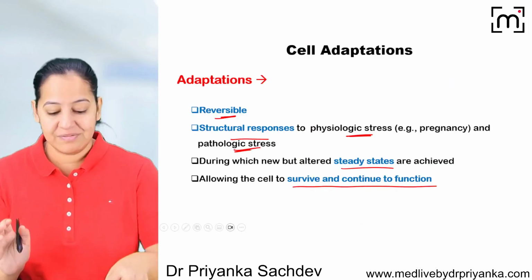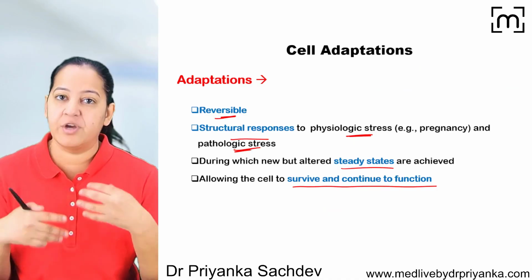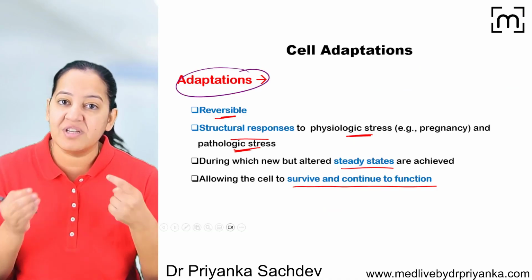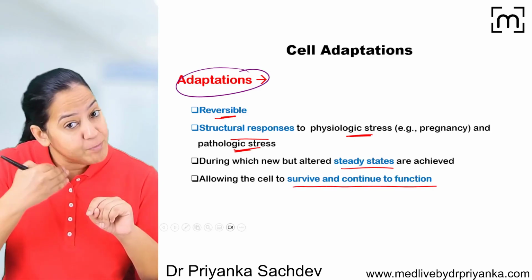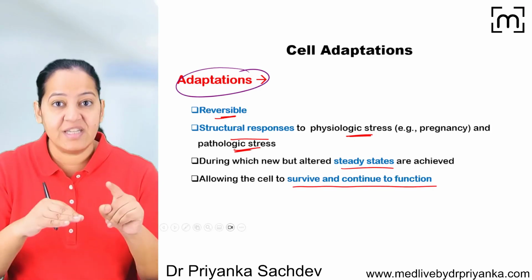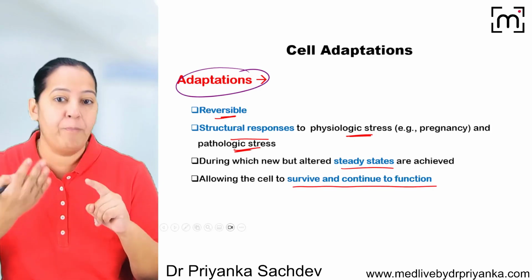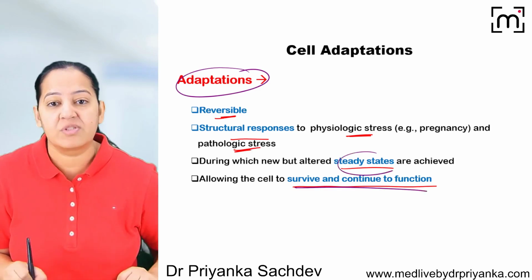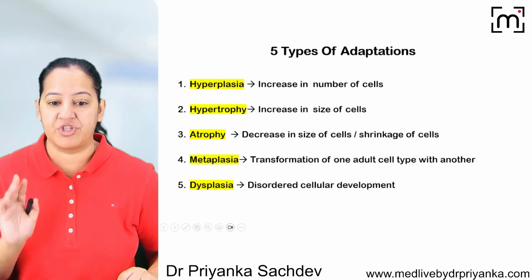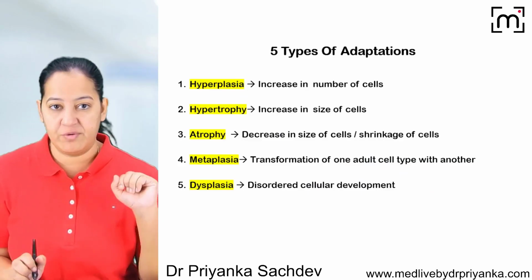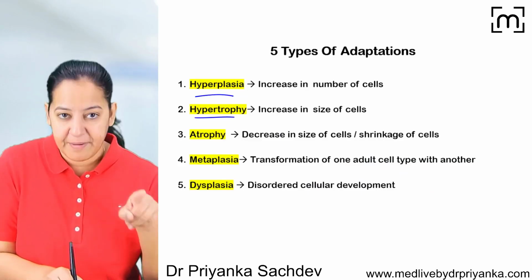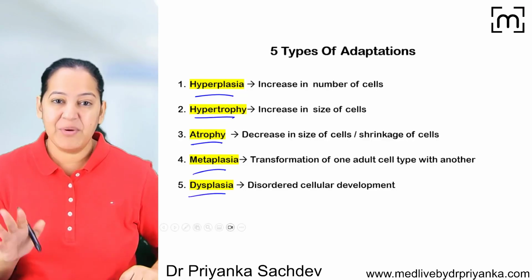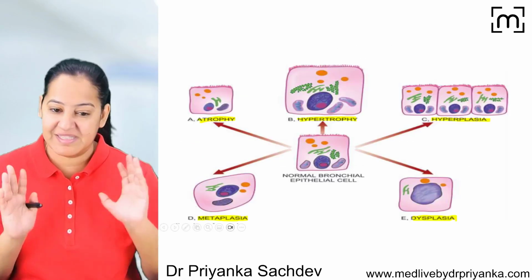So this is the definition of cell adaptation. No need to learn it; you can write in your own language. The cell adaptations are reversible structural changes inside a cell in response to stress, so that the cell can cope up and survive and continue to function, and can achieve a new steady state. Now, there are 5 types of adaptation you have to understand: hyperplasia, hypertrophy, atrophy, metaplasia, and dysplasia. You have to understand the meaning of each of them, and we will see the details.